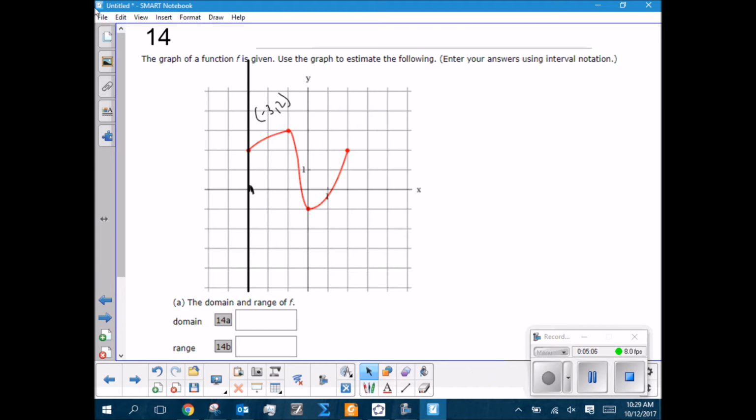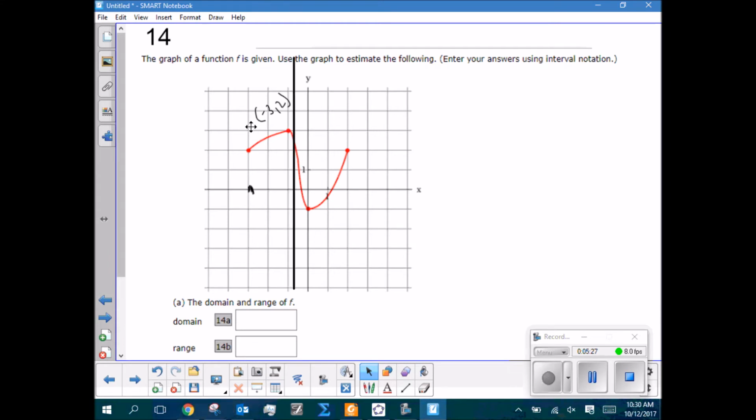Well, running this vertical line through my graph that way gives me a visual that negative 3 is going to be the first x value that becomes part of my domain. And as I keep running that through, all of these x values between negative 3 and negative 2 are going to be part of my domain. Everything between negative 2 and negative 1 is going to be part of my domain.